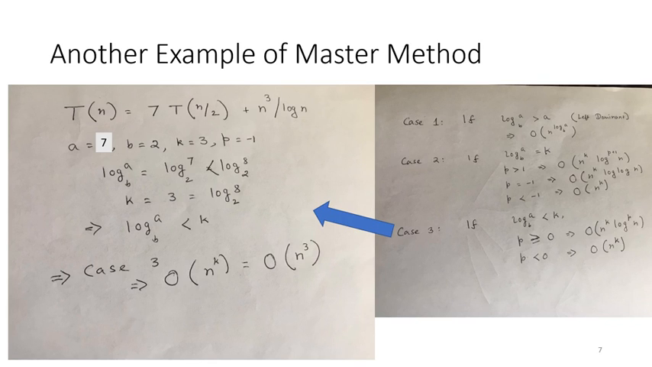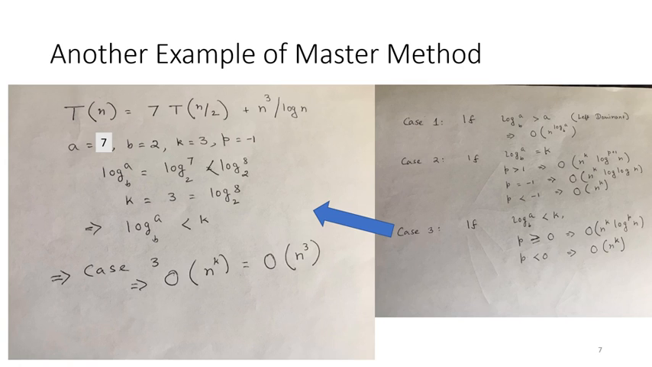Let's illustrate another example for a different case. Let's put an arbitrary algorithm here, the time function for another algorithm: T(n) equals 7T(n/2) plus n^3 log^-1 n. So the recursive function here is the left one, where we can find a equals 7, b equals 2, k equals 3, and also p equals -1.